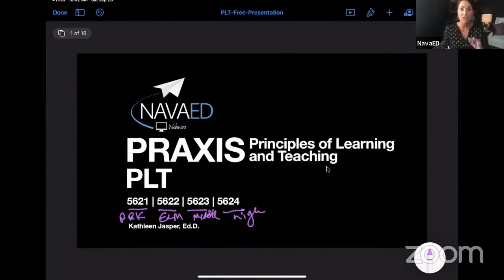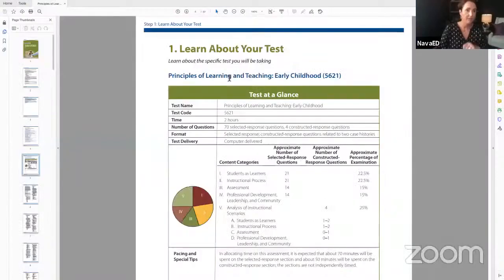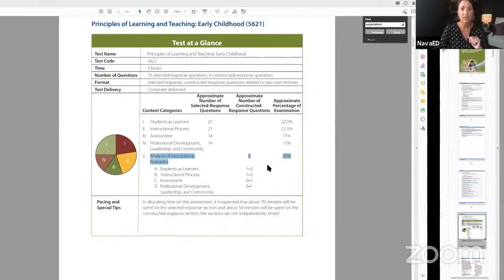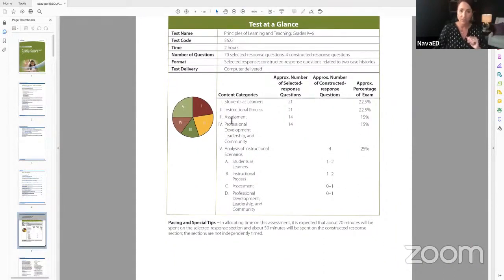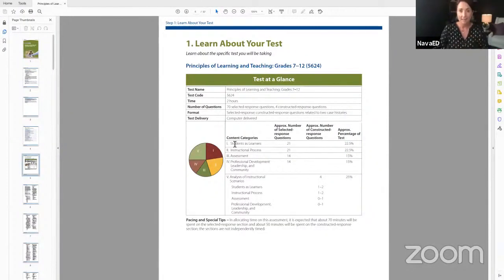It doesn't matter which level you're taking. They all assess the same thing. And let me show you really quickly. This here is the blueprint for the 5621, early childhood. Many of you are taking that one. Take a look at the blueprint here. We have students as learners, instructional process, assessment, professional development, and then you have the constructed response. If we go to elementary, 5622, same. Students as learners, instructional process, assessment, professional development, all down the line. Same thing here for middle, and then for high school, exactly the same.